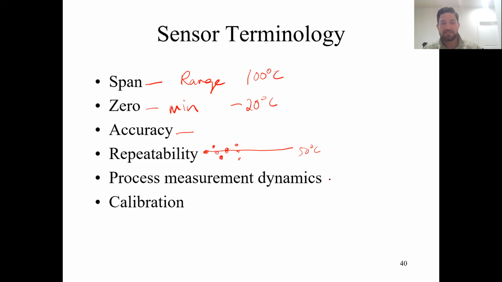Process measurement dynamics is like the time constant, how fast it responds, and then calibration is modifying the sensor to make it accurately read the real value of the system.